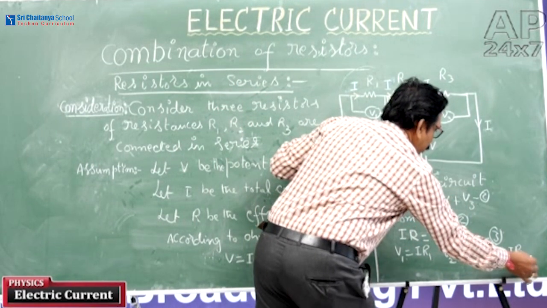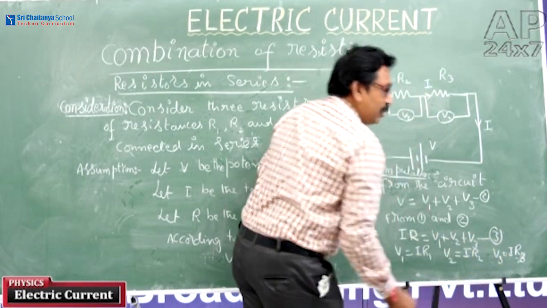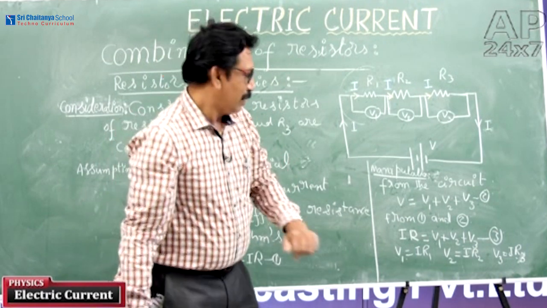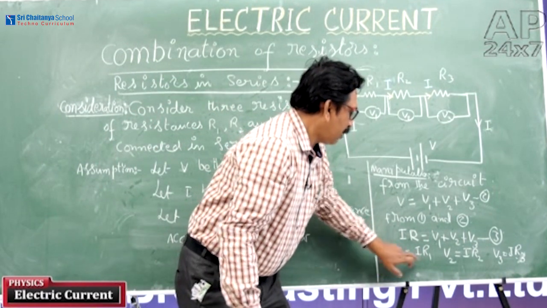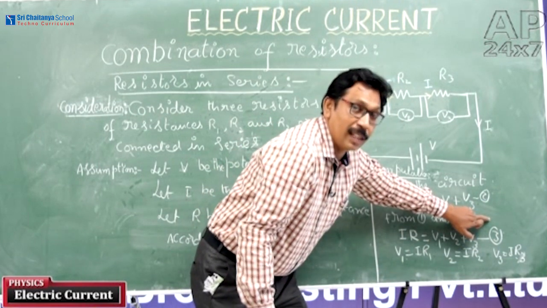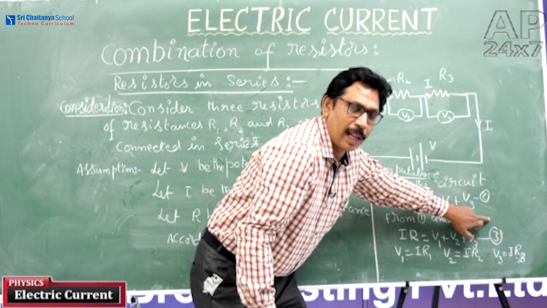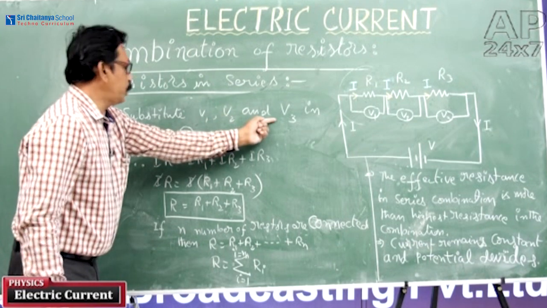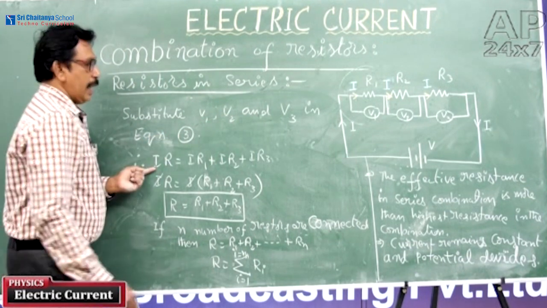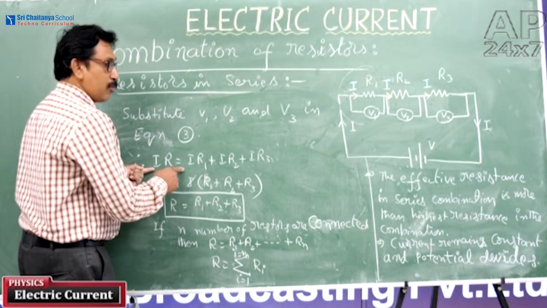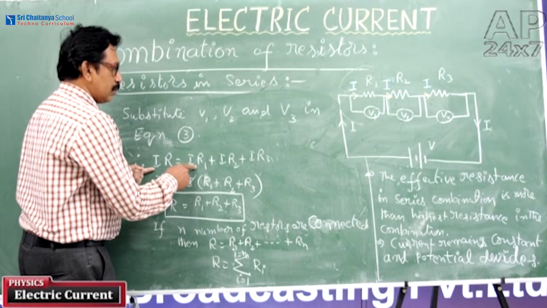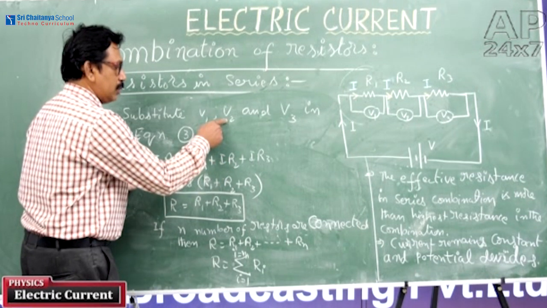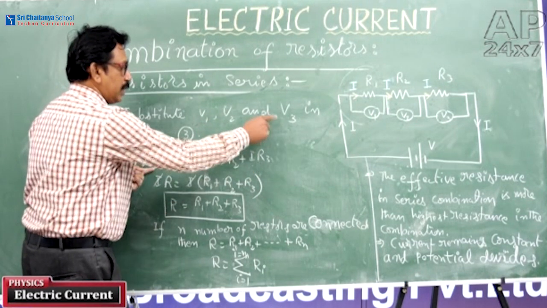Can I substitute V1, V2 and V3 in equation number 3? Yes, I can substitute. So substituting the V1, V2 and V3 values in equation number 3, IR is equal to IR1, which is equal to V1, plus IR2, which is equal to V2, plus IR3, which is equal to V3.